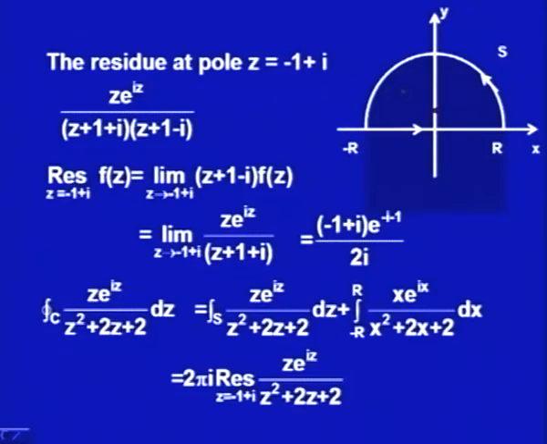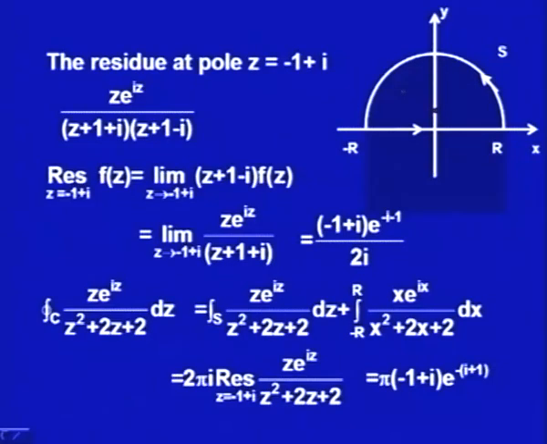The residue we just calculated as (-1 + i) e^(-i + 1) / (2i), multiplied with 2πi. So the 2i gets cancelled out, and we get (-1 + i) times π times e^(-i + 1). Now the only thing remaining is to show that the integral of z e^(iz) / (z² + 2z + 2) along the semicircle S approaches 0.